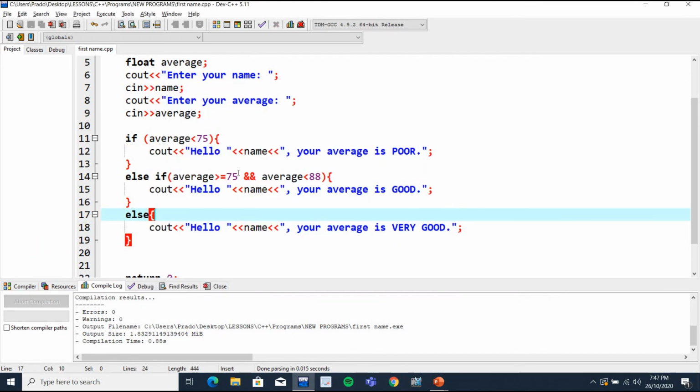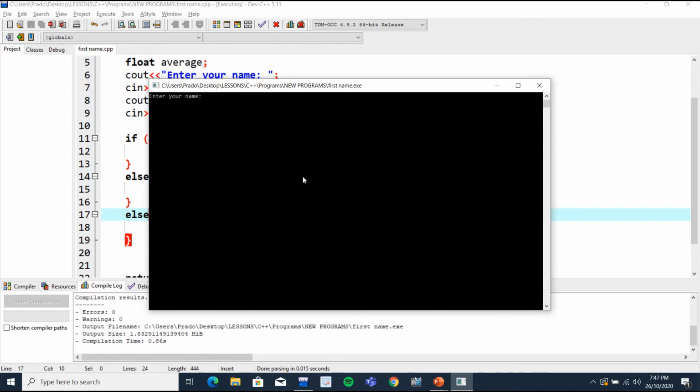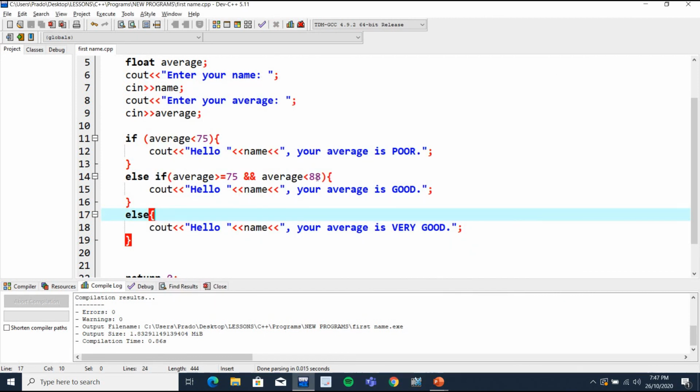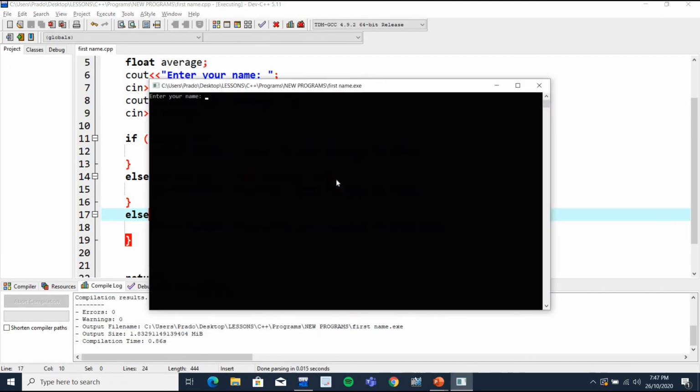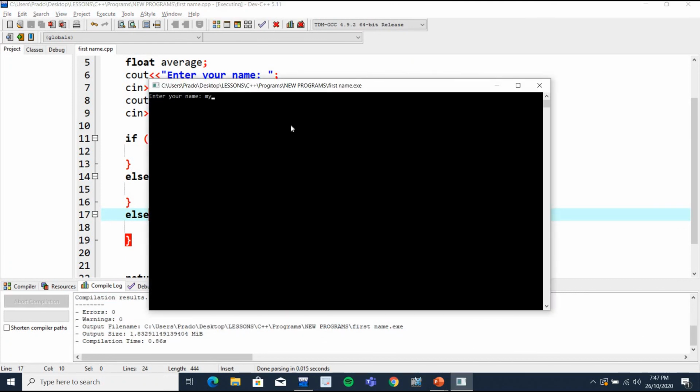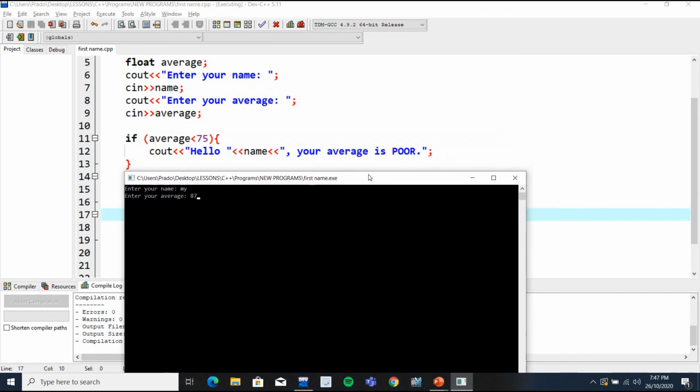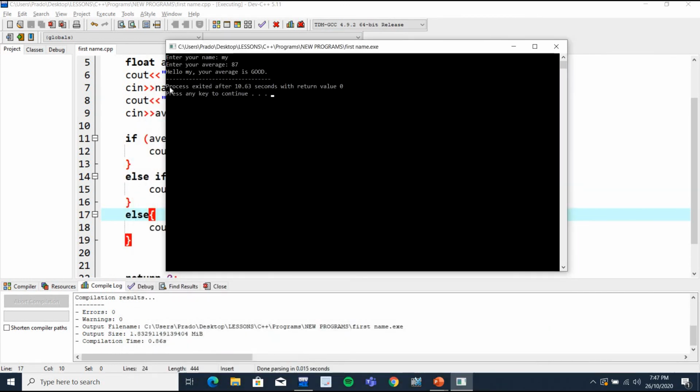Paano naman kung 75 hanggang 77? So, let us try 75 and 87. So, May muna. And then, average, 75. So, ayan. So, lumabas po yung good. So, let us try 87. May. And then, 87. So, kailangan, ang lalabas dyan is good pa din. Kasi less than 88. So, ayan. So, makikita nyo dyan, good naman.